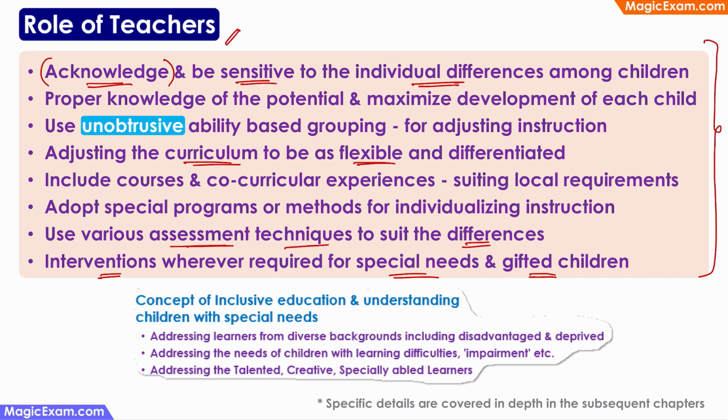Right? The main reason why I'm not going too much in detail into all these points is because if you look at the topics in the syllabus, there are other chapters where we will be covering all of these in detail. There are chapters where we will be learning about addressing learners from diverse backgrounds, including disadvantaged and deprived, and we'll also be looking at addressing the needs of children with learning difficulties or impairments, that is children with special needs.